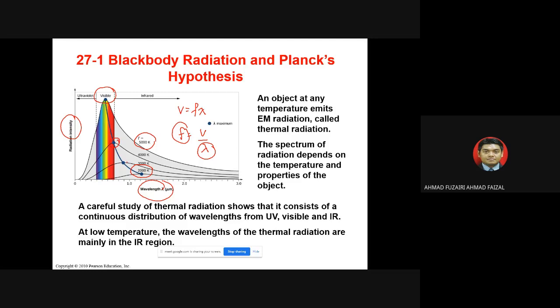And you look at the 3000 is already in the infrared region, and 2000 Kelvin of course has a peak in the region of infrared. So we can see that different temperatures will give you different peaks of the intensity. Okay, so that is number one.